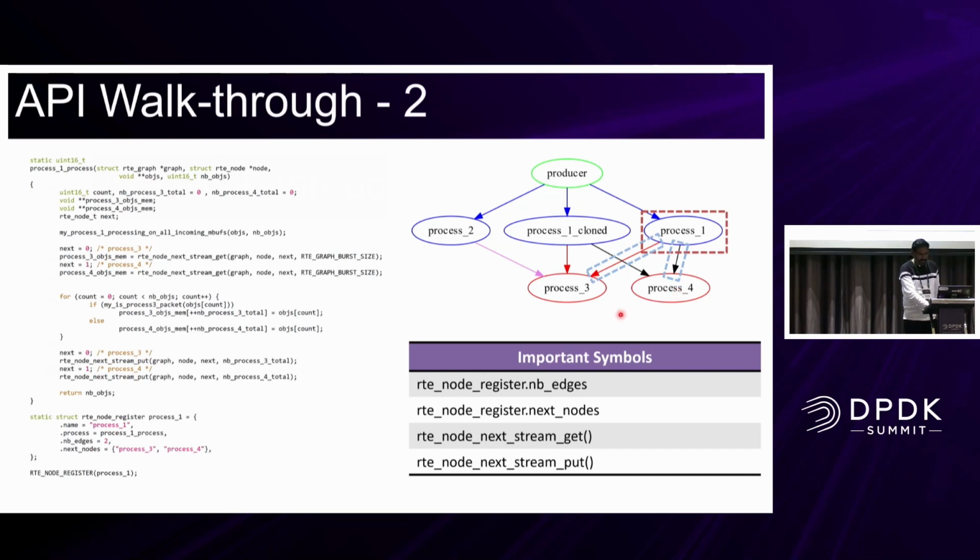If you see the registration function, we give the number of edges as 2, which is process 3 and process 4, and the next nodes as just strings. That's where the string is useful to represent a node. So this slide explains a means for enabling a static connection from one node to another. Now, for the other process function, when you zoom in, it's another example.